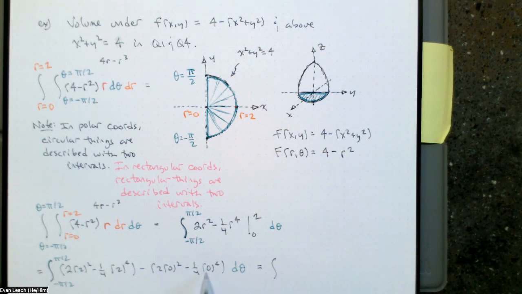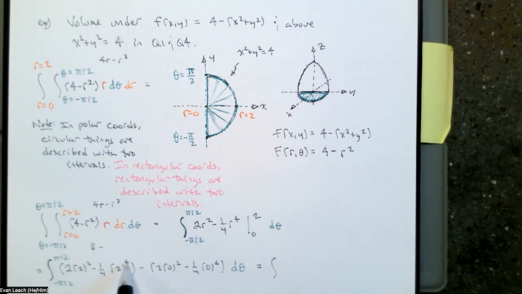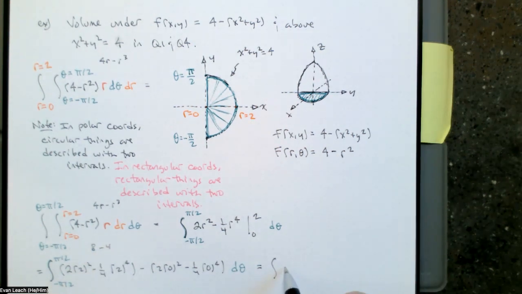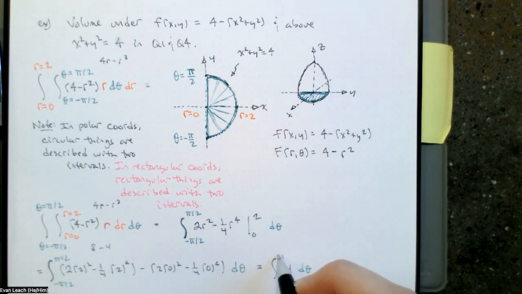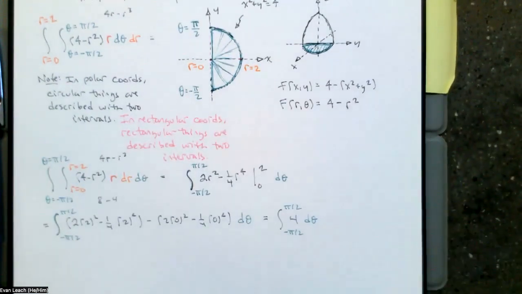So this is all going to be constant. Here's 0. I've got 2 cubed is 8. Minus 2 to the 4th is 16. Divided by 4 is 4. So we get 4. And so we can see that we're integrating a constant function from negative pi over 2 to pi over 2. We're just going to get 4 times the length of the interval from negative pi over 2 to pi over 2.